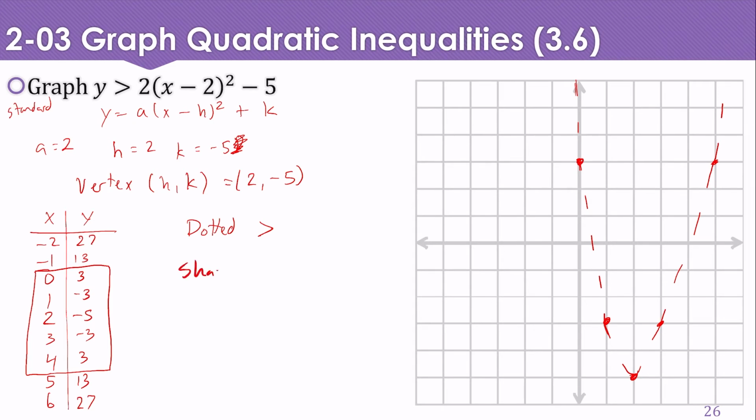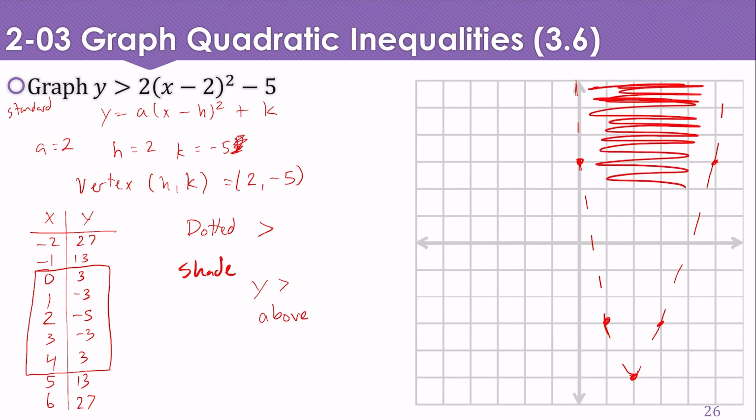Now how about our shading? So it's y is greater than, that means you're going to shade above. So the above would be inside the parabola. In this case, it's the only place where I can get above the line.